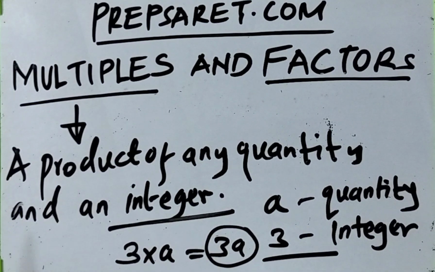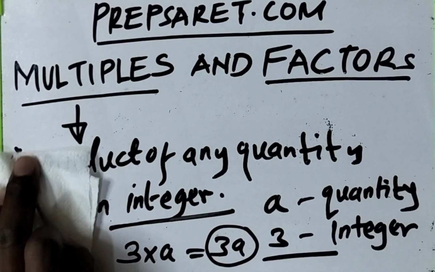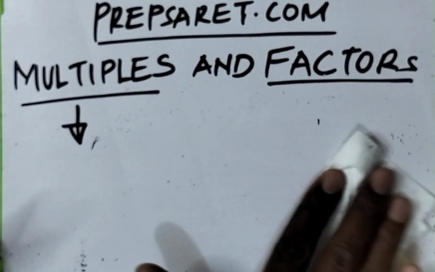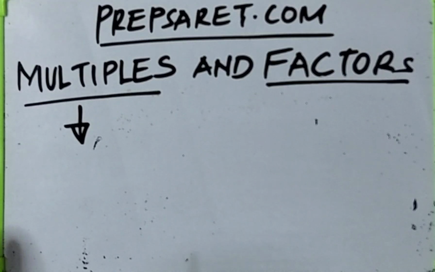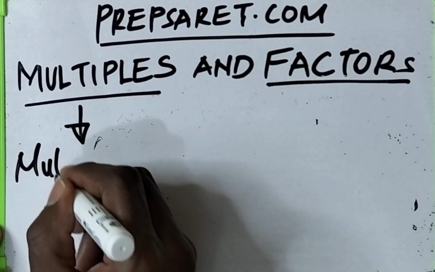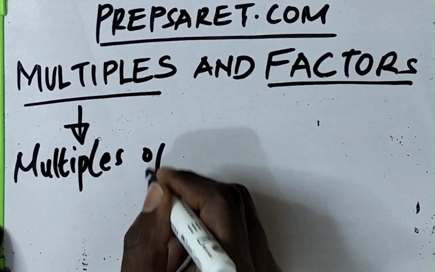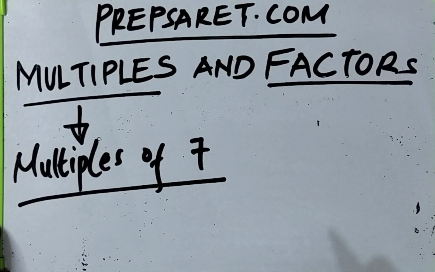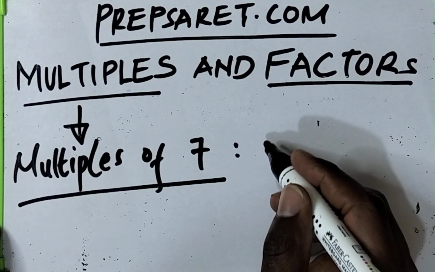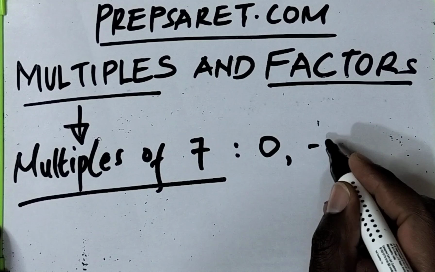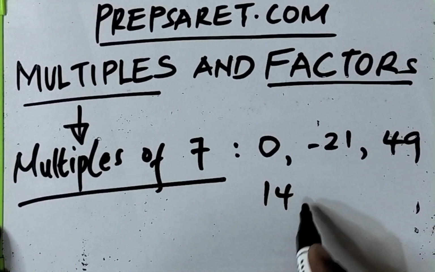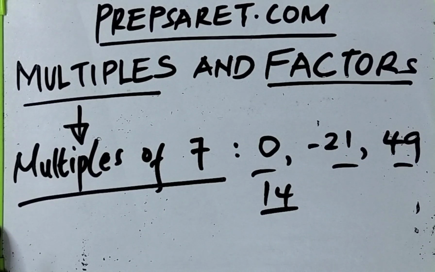I would give examples in terms of numbers. If you want multiples of 7, we are looking for numbers that can be divided by 7 without having a remainder. For example, I can say those numbers are 0. 0 is a multiple of 7. We have negative 21. We have 49. We have 14. All these numbers are multiples of 7.